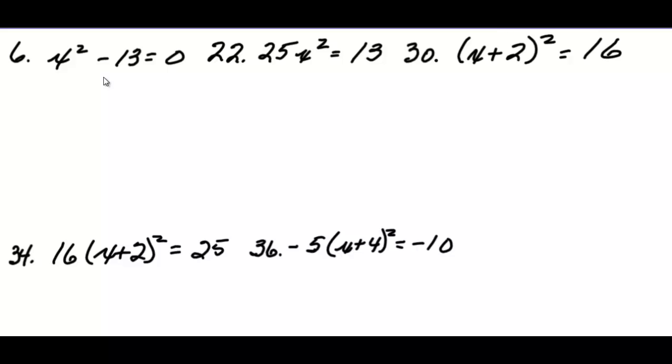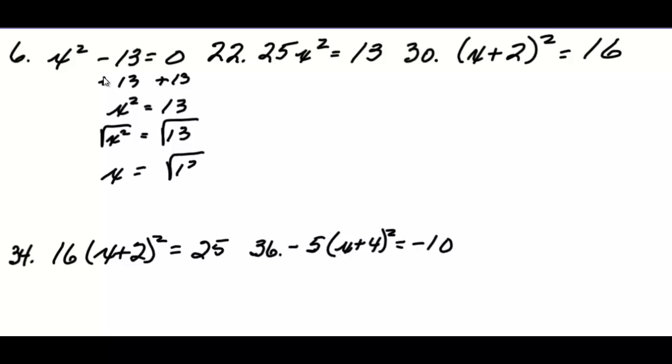In problem number 6, what we have is x squared minus 13 equals 0. But what we want to do is isolate that x squared by adding 13 to both sides. So we get x squared equals 13. Now, using the square root method to get x, we just take the square root of both sides. Square root of x squared equals the square root of 13. And so therefore x equals the square root of 13.